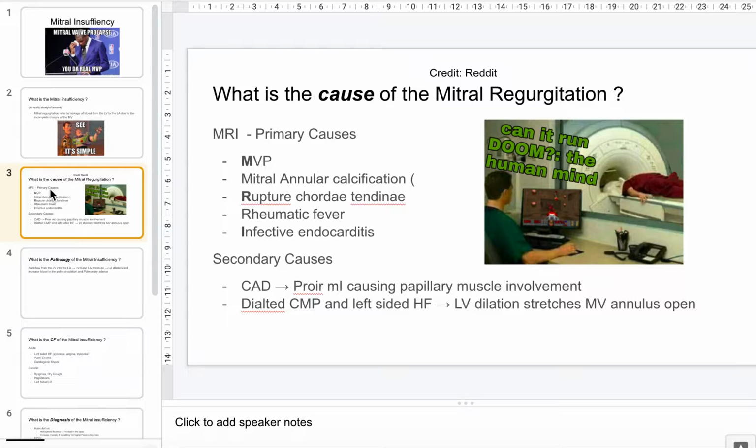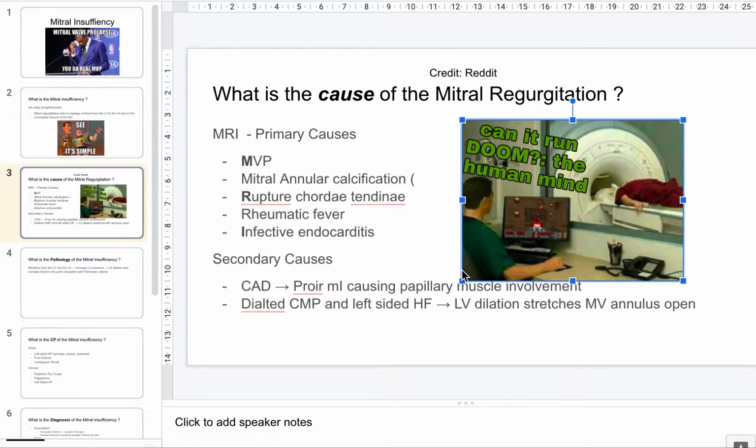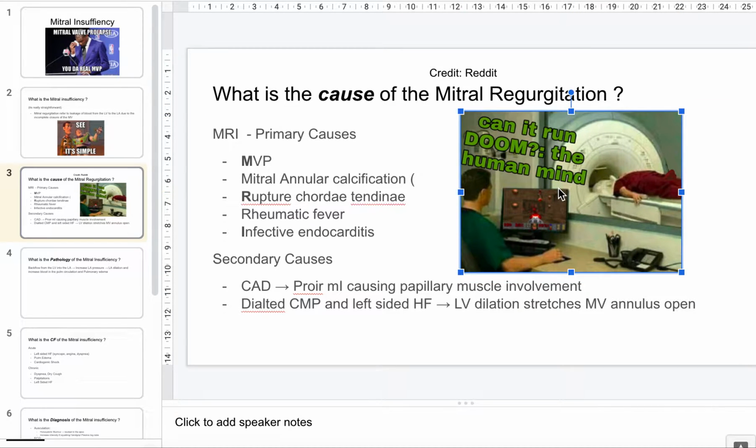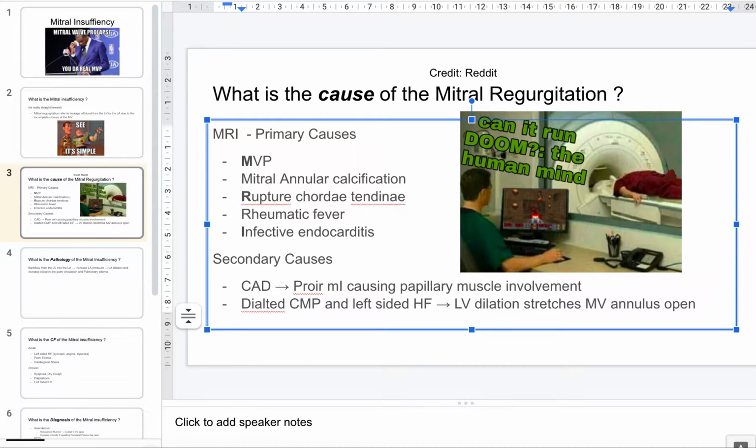So what are the causes of mitral regurgitation? Well, the causes are pretty simple to learn. All you need to do is remember an MRI. For mitral regurgitation, we don't really use an MRI, but just for imagination's sake, let's just talk about this. For MRI, the primary cause is going to be MVP, mitral valve prolapse. They can be mitral annular calcification. They can be rupture of the chordae tendineae, and they can be rheumatic fever and infective endocarditis.